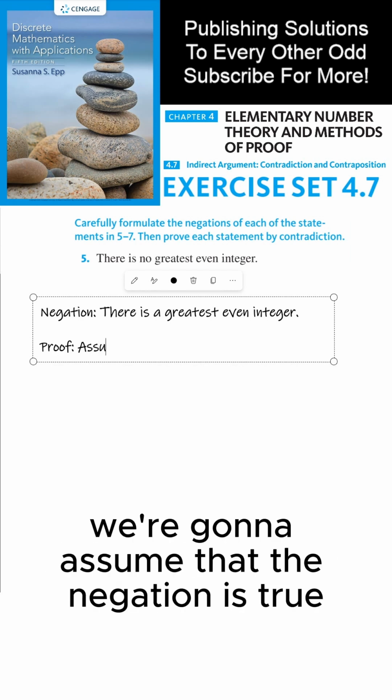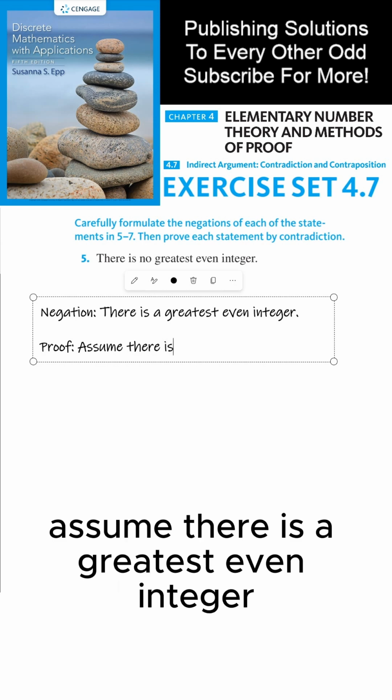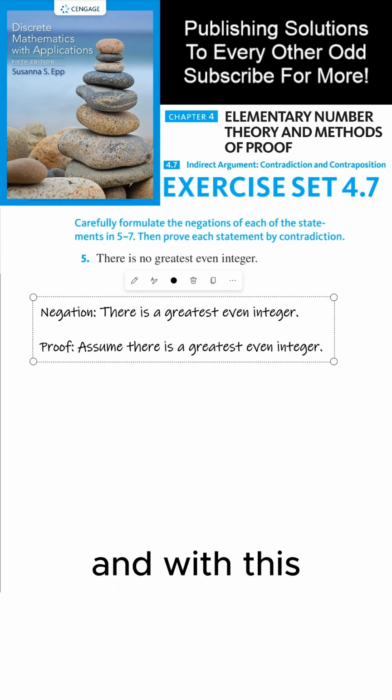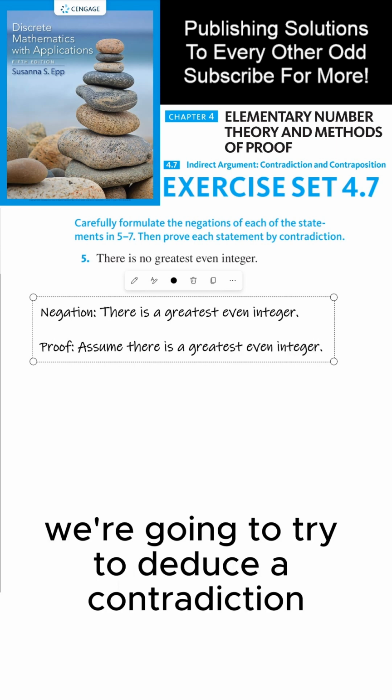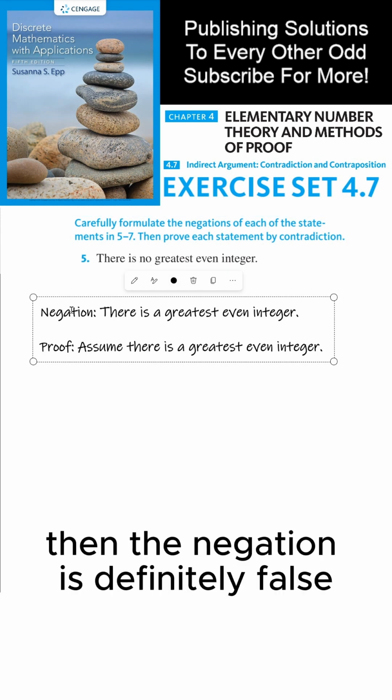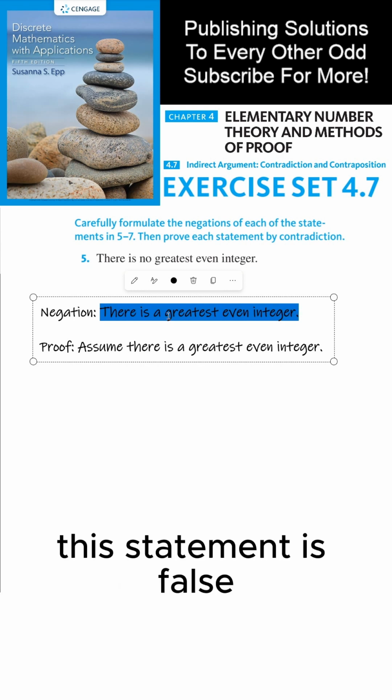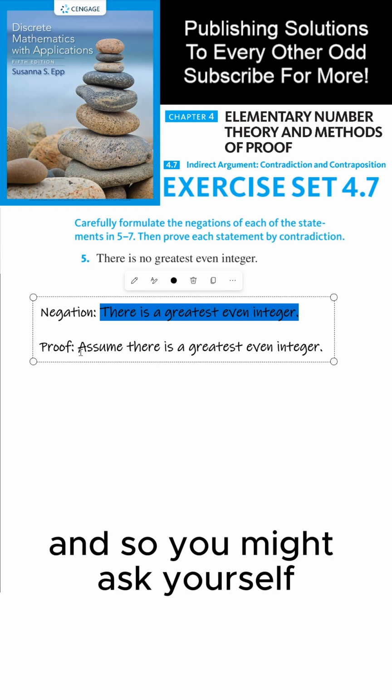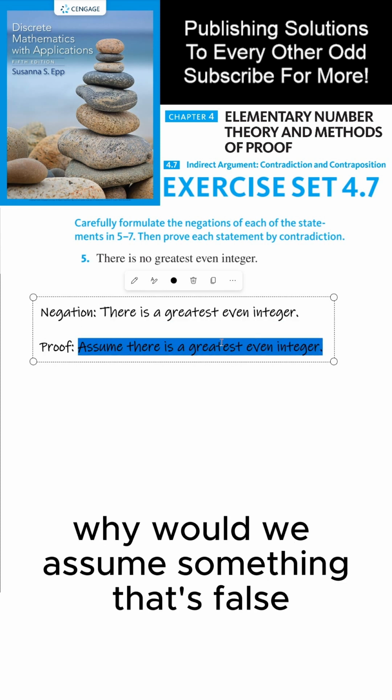So now that we have the negation, we can see what our proof is going to look like. We're going to assume that the negation is true. Assume there is a greatest even integer. And with this, we're going to try to deduce a contradiction. If this statement is true, then the negation is definitely false. This statement is false. And so you might ask yourself, why would we assume something that's false?